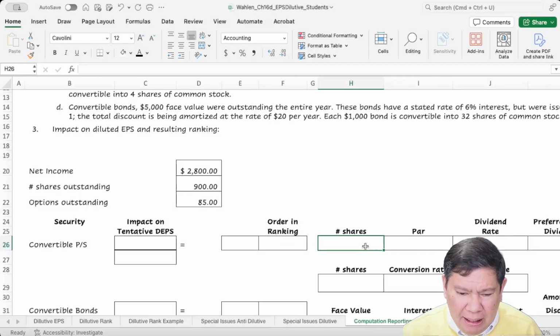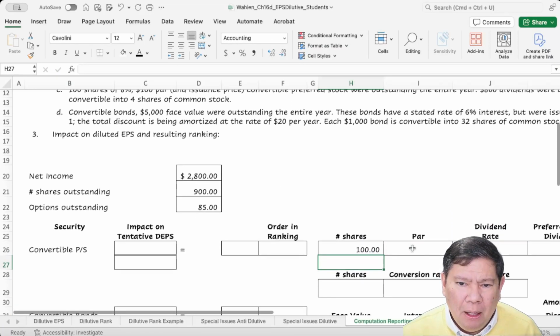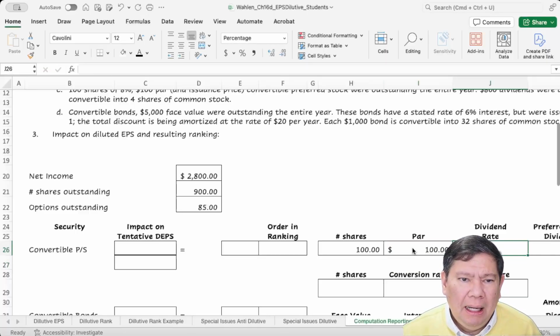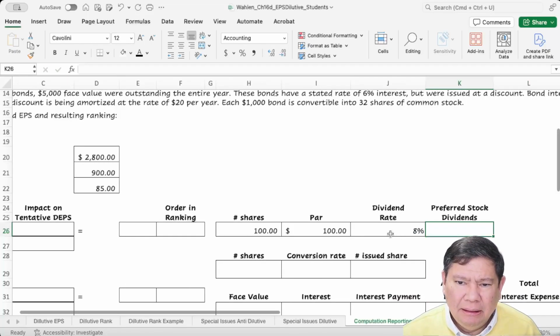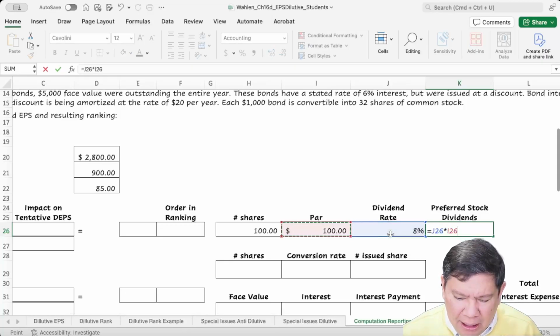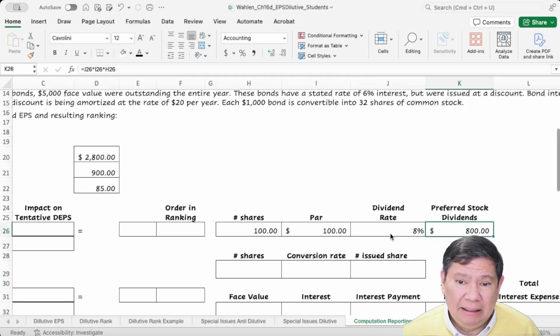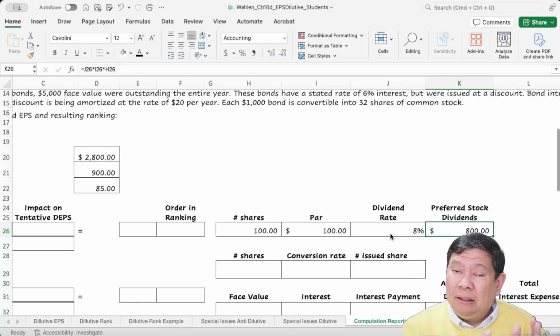So there are 100 shares of convertible preferred stocks, $100 par. The dividend rate is 8%. So the preferred stock dividend is 8% times $100 times 100 shares, $800. And if this preferred stock is converted into common stock, the company doesn't have to pay this $800.